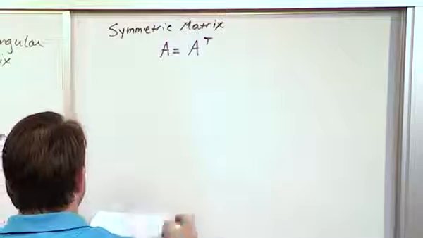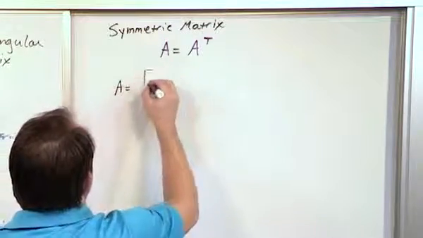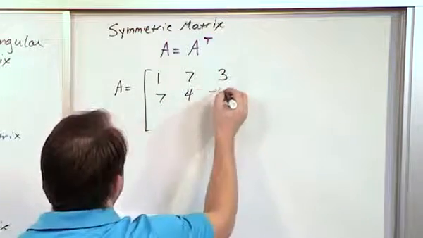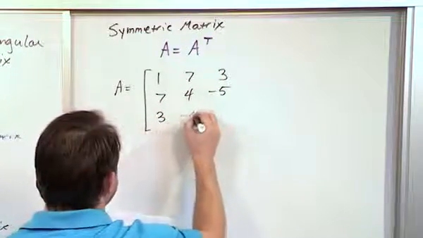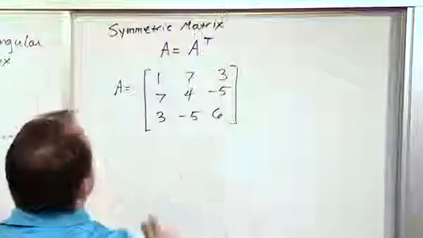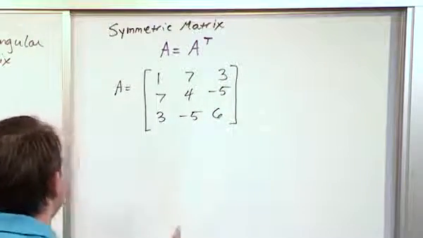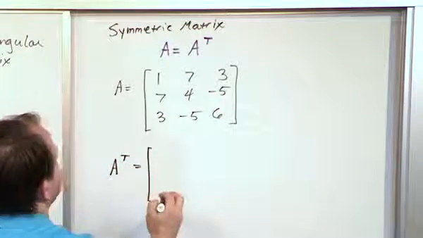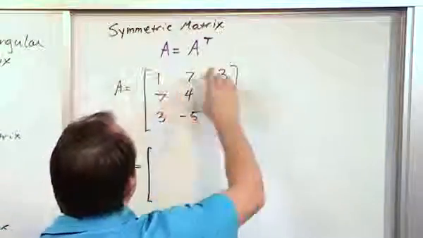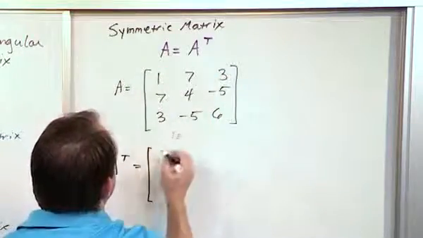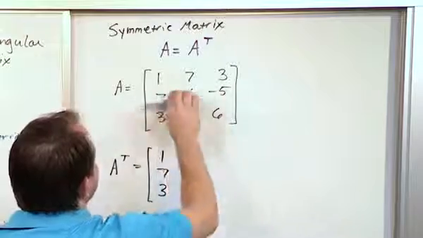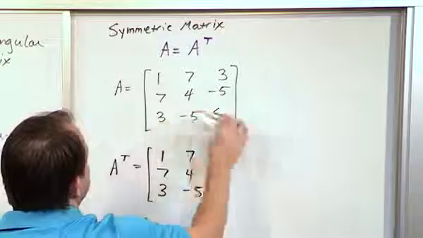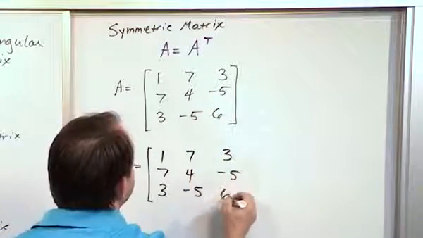Let's say that we have the matrix A: 1, 7, 3, 7, 4, negative 5, 3, negative 5, and 6. So how do you figure out if it's symmetric? Well, the first thing you need to do is construct the matrix transpose, and let's see if these two are equal. The way I do it is I turn the rows into columns. So I go across 1, 7, 3 and turn that into a column. And then I go here, 7, 4, negative 5, and turn that into a column. And then I go here, 3, negative 5, and 6, and I turn that into a column.